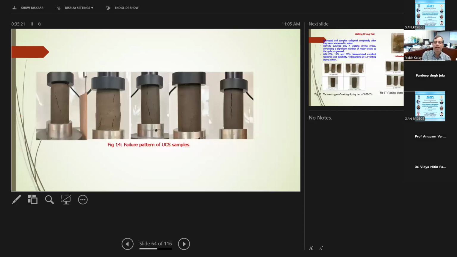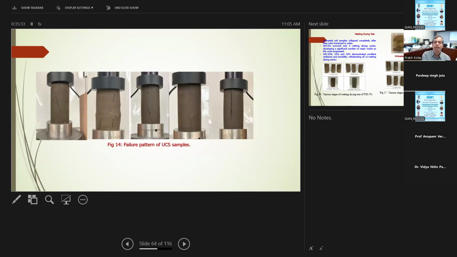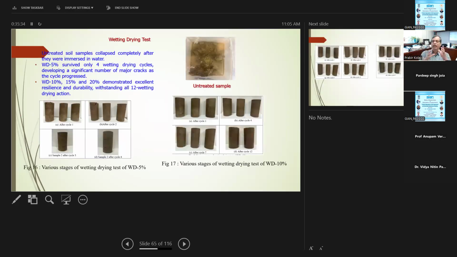So this is the failure pattern, how it looks. In most of the cases, if it is purely stabilized soil, the stiffer it is, the more brittle the failure type. Now for this wetting and drying test, you see the untreated samples dissolve immediately.